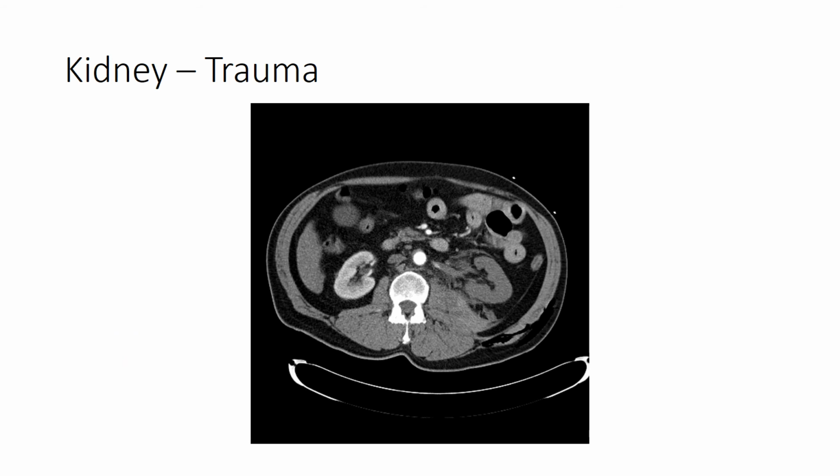Consider this example of traumatic renal injury where no laceration or hematoma is evident on this slice. The complete non-enhancement of the left kidney here would be in keeping with a grade 5 injury by virtue of its evident devascularization.